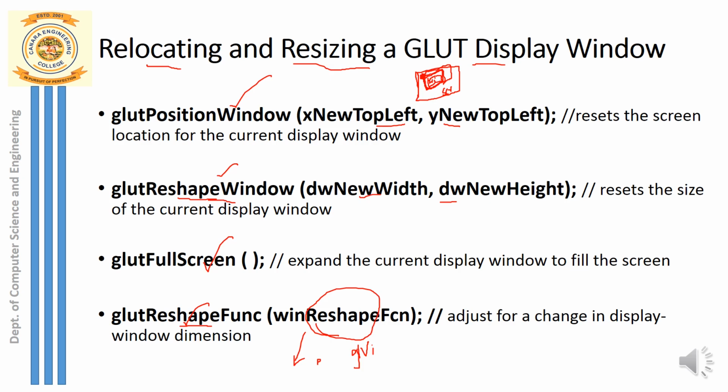So why do you call it a callback function? It is nothing but this user defined function will be called again and again in order to display the graphics and adjust that graphics to the new display window dimensions. Okay, so that is the glutReshapeFunc function.